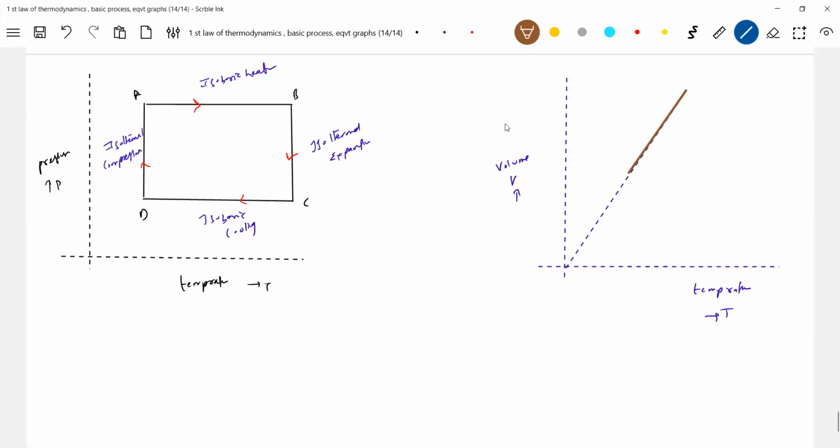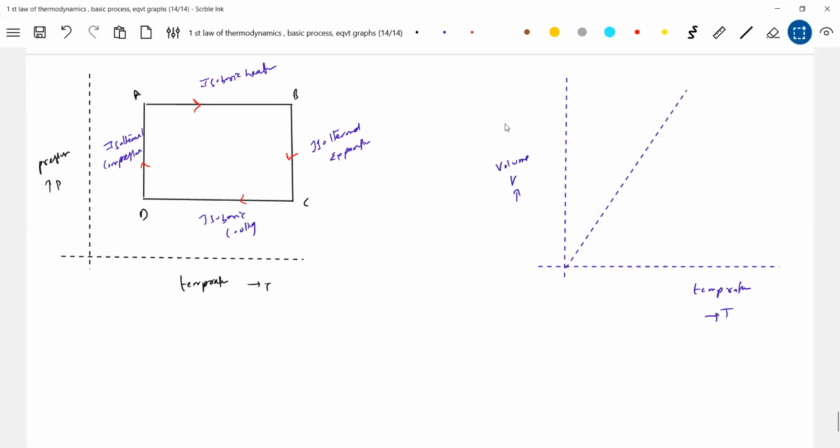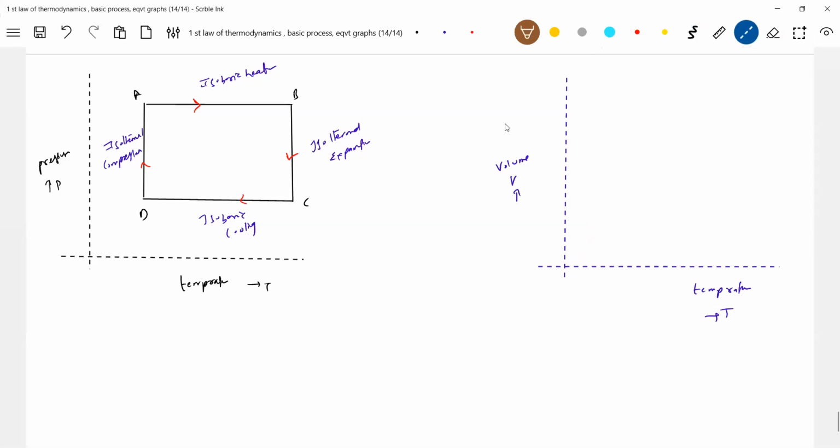Okay, now what is BC? Isothermal expansion. In isobaric heating, pressure is constant, volume increases, temperature increases. Then isothermal expansion: temperature constant, volume increases. I think this curve. Let me redraw it. It should come here.